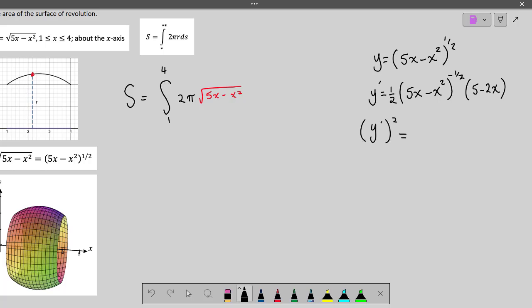So when we square this, in the denominator we square the 2, and there's a square root in the denominator that, when we square it, the square root goes away. So that's what your derivative squared should look like. The 2 in the denominator squares to a 4. The square root in the denominator, when squared, just goes away, so we get 5x minus x squared in the denominator. And then we have that 5 minus 2x in the numerator.